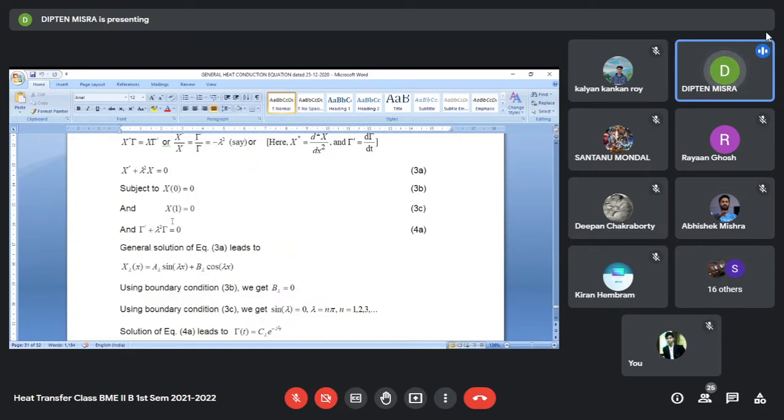Now if we take the solution for the other, time-dependent part, this equation Γ prime plus λ square Γ equal to 0, then what is the solution for this?